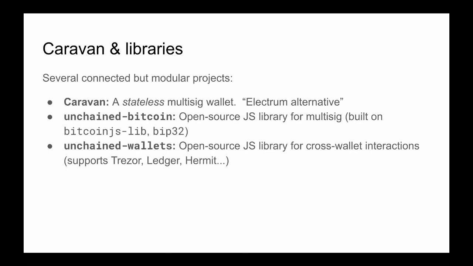I'll also be talking after I demo Caravan about two open source libraries that Caravan uses and that we've also released. One is called Unchained Bitcoin and the other is called Unchained Wallets. They're both JavaScript libraries that we're hoping that other application developers can use to interact with some of the same kinds of devices that you'll see Caravan interacting with and do some of the same kinds of things.